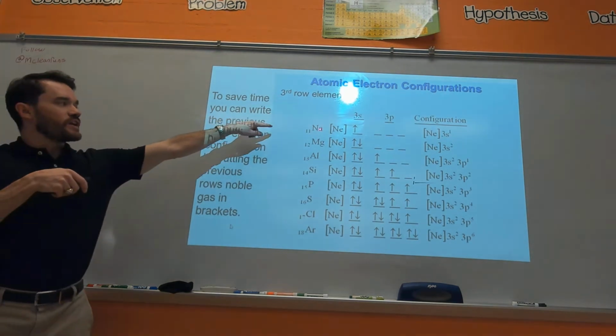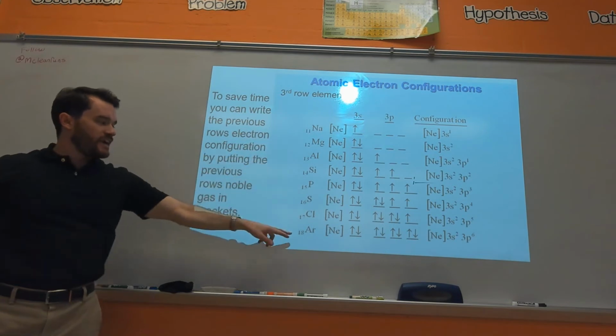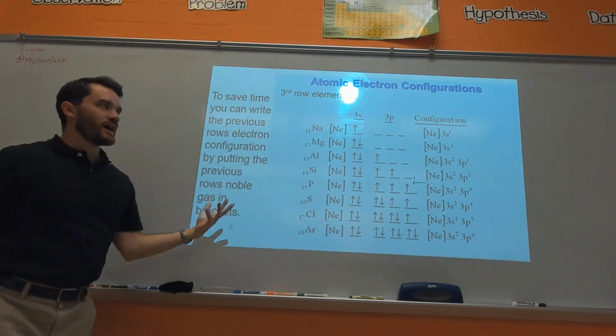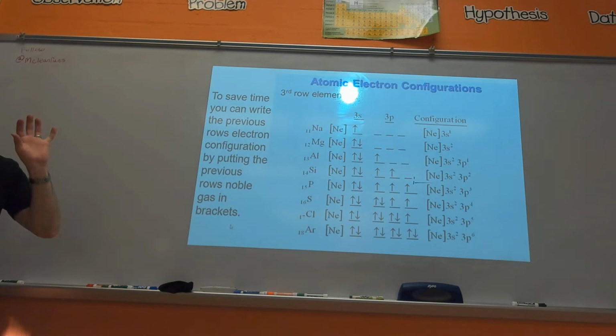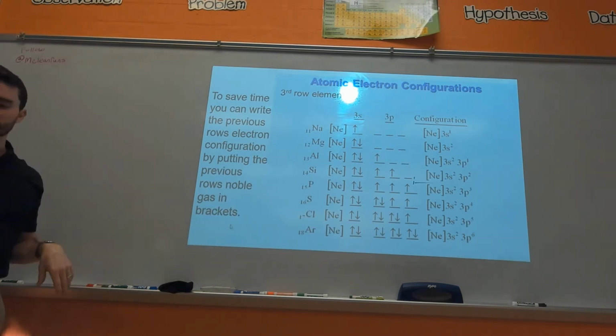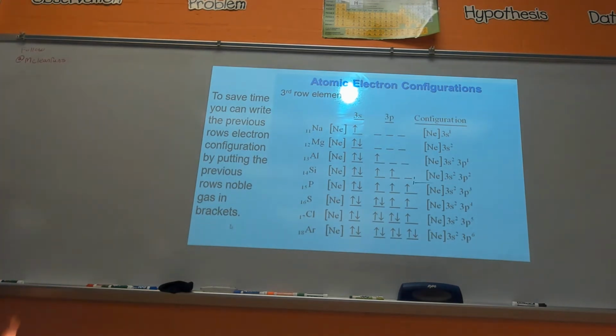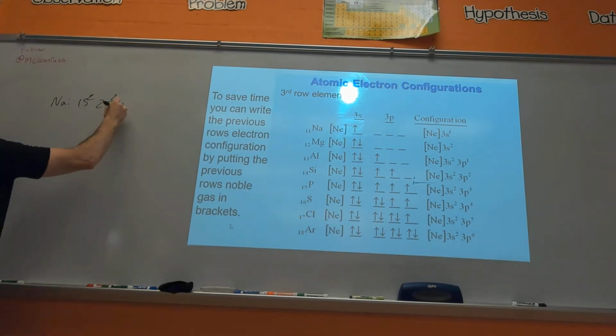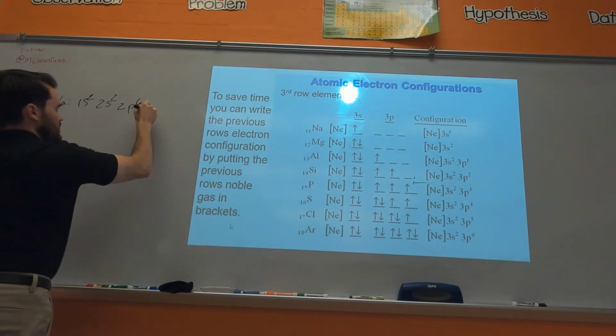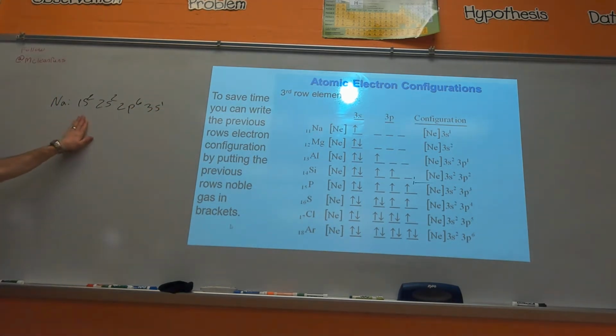So we start with sodium, that's all the way to the left, and then argon is all the way to the right. Now, if I were to write out the full electron configuration of sodium, I would go 1s2, 2s2, 2p6, 3s1. And you're like, that's a lot of writing. That actually takes a lot of time. Is there a more efficient way to write that?